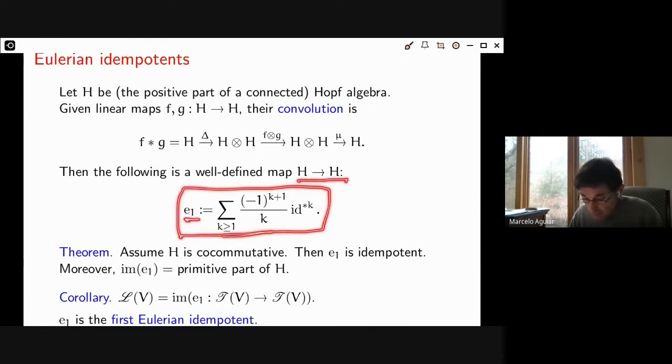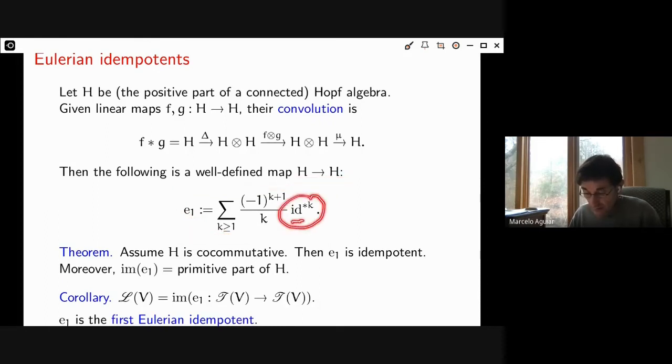And you see, it is an infinite sum, a particular linear combination of convolution powers of the identity. So I employ the convolution to form these powers. This is an associative operation, so I can form powers. And I take convolution powers of the identity, I take this infinite sum, but it turns out that this is well defined under this hypothesis because the identity on the positive part of a connected Hopf algebra, on any given element of that part, is nilpotent. So when you evaluate this at any particular element, this sum turns finite.